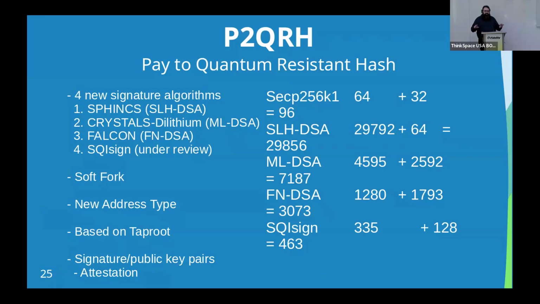And we also want to give people the option of having these other quantum algorithms that are smaller in size, like SkiSign, which is more experimental. It's newer, but it's also a lot cheaper. And so this gives Bitcoin users a lot of choice.